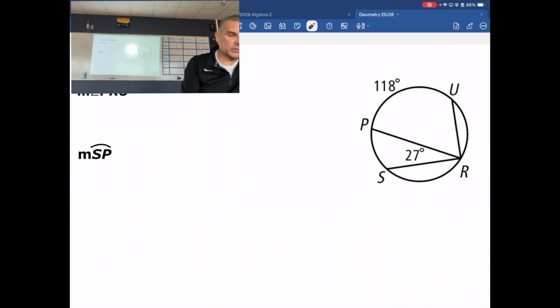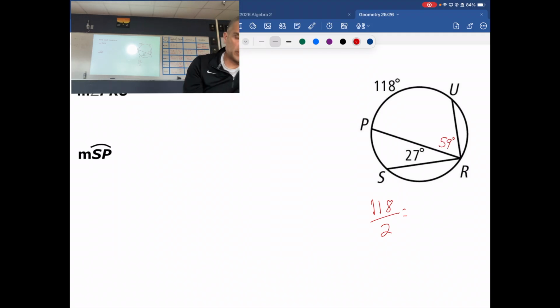So if we look at this one, I've got that this is 118. That's representing the arc PU. Well, that's my ice cream. The angle that's created is this angle right here, so the measure of that angle has to be half of 118. If I take 118 and divide that by 2, I get 59, so this is 59 degrees.